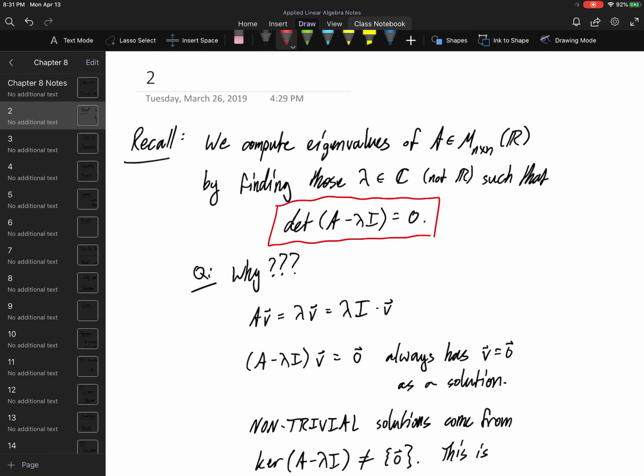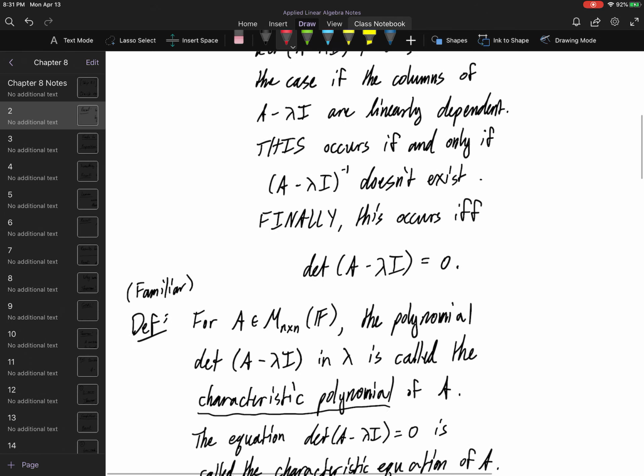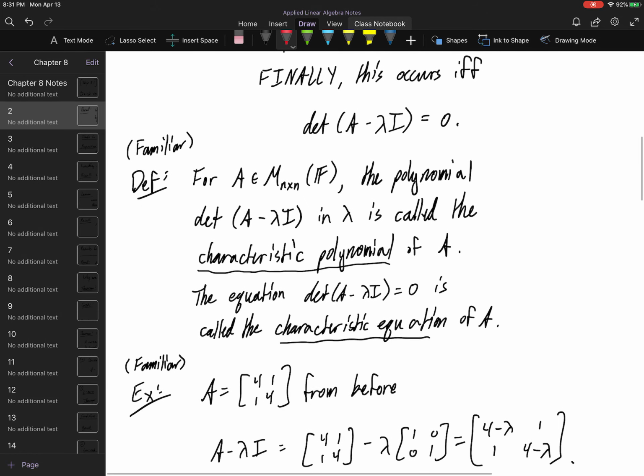And this brings us full circle to tell us that we're using this characteristic polynomial equation, or characteristic equation for short, in the correct way. So, as a definition, we should remember for square matrices, the polynomial, and it is a polynomial, right? This is the determinant of A minus lambda I.